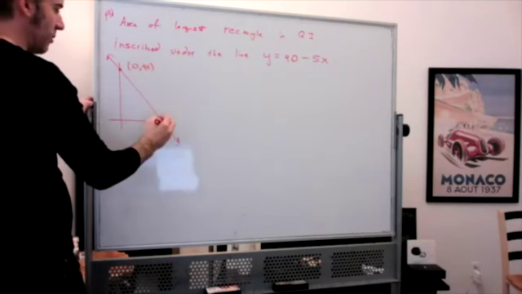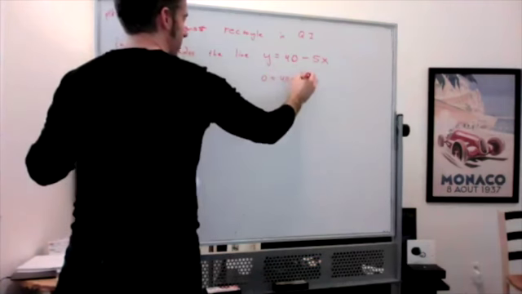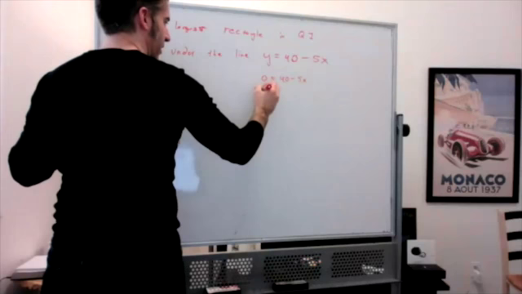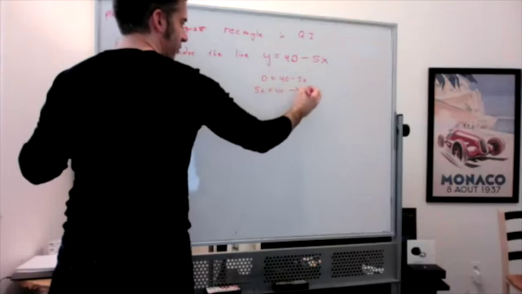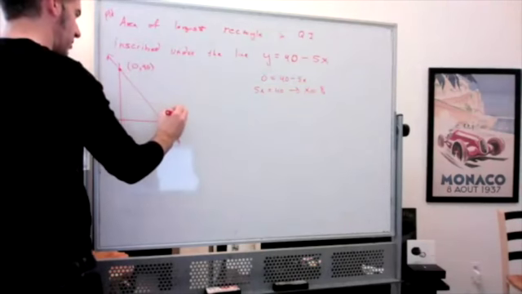It has an x-intercept of, well, if I set y equal to 0, 0 equals 40 minus 5x. 5x equals 40. 40 divided by 5 is 8. It's got an x-intercept of 8, comma 0.